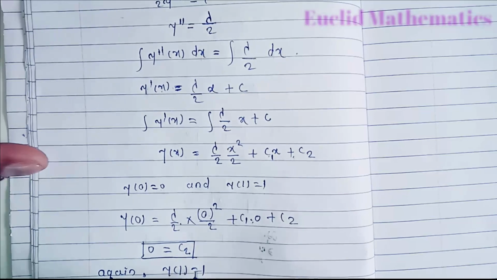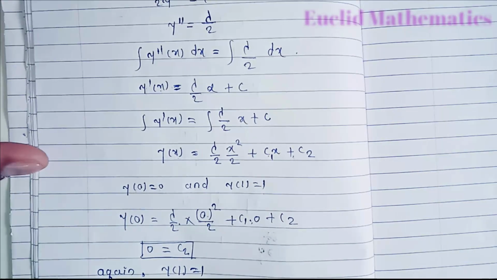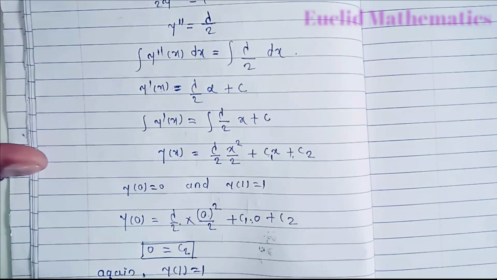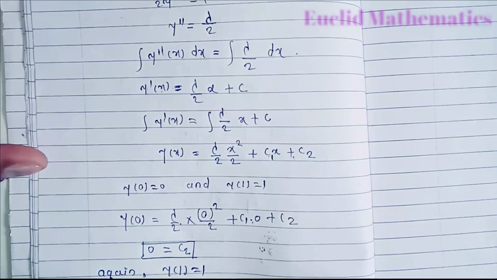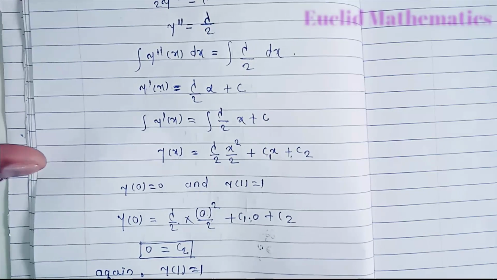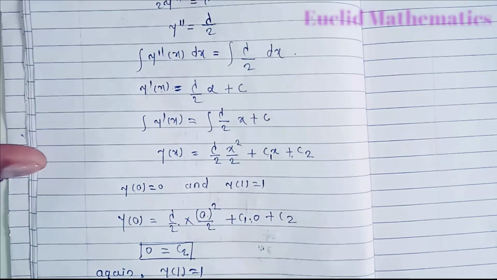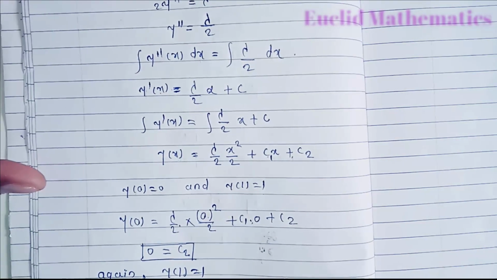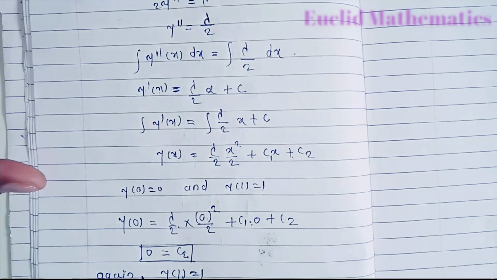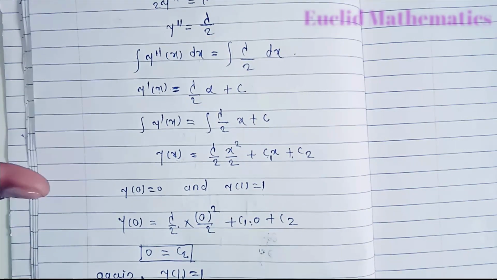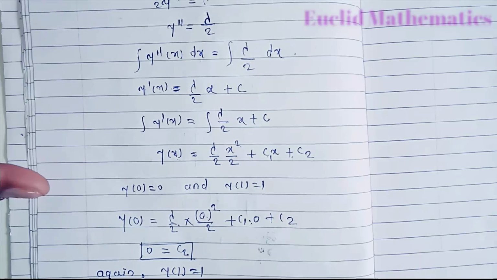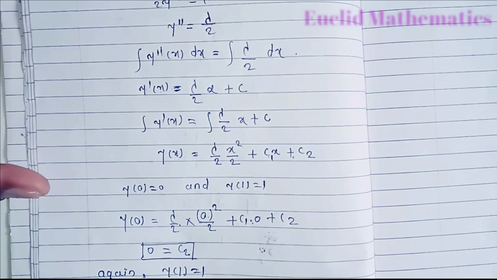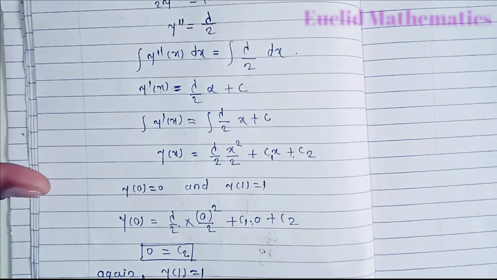Now y of 1 which is equal to 1, in our y of x. So y of 1 equals lambda by 2 into 1 square by 2 plus c1 into 1 plus c2, and we have c2 as 0. So y of 1 equals 1 here, giving lambda by 4 plus c1. After solving this step, we get the value for c1, which is 1 minus lambda by 4.